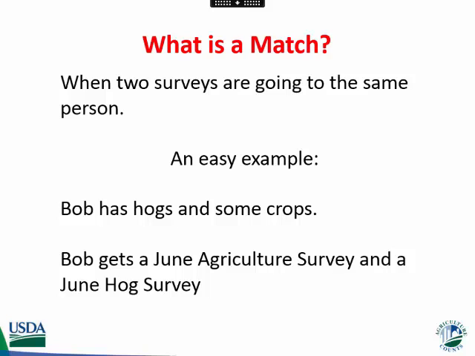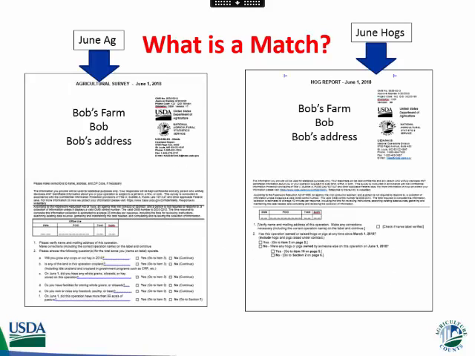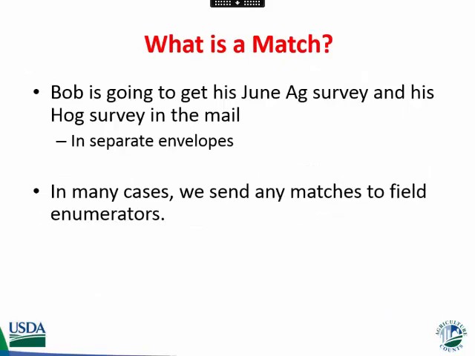So, we've got an example, Bob. Bob has some hogs and some crops. He's going to get maybe a June agricultural survey and a June hog survey. So here's what it'll look like. He'll get his June agricultural survey. It's going to have his name and address, Bob's farm, and then he'll get his hog report. Bob's name, Bob's address. There we go. Two different surveys, both going to Bob. He gets those in the mail. They're going to be in separate envelopes. And in most cases, we're going to send these matches together to the field to enumerators.